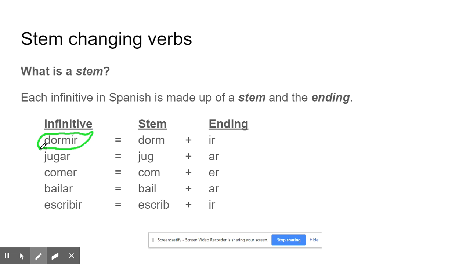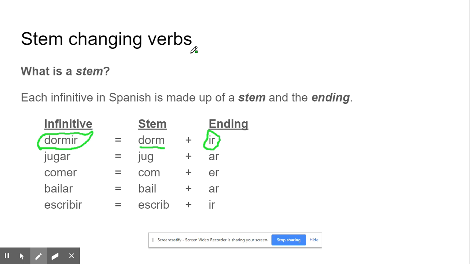And it's made up of a stem and an ending. The ending of dormir is IR. We know that because endings are always AR, ER, or IR. When I take the IR off of dormir, all I'm left with is dorm. Therefore, that is the stem. The stem is whatever's left over of the word whenever you take off the AR, ER, or IR ending of the infinitive. So similarly, if we have the word jugar, which we know means to play, the ending is AR, which means the stem must be JUG.